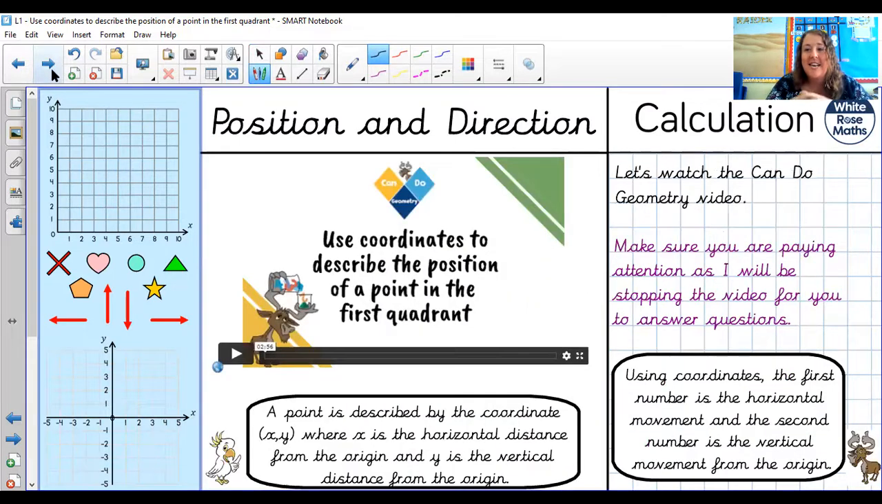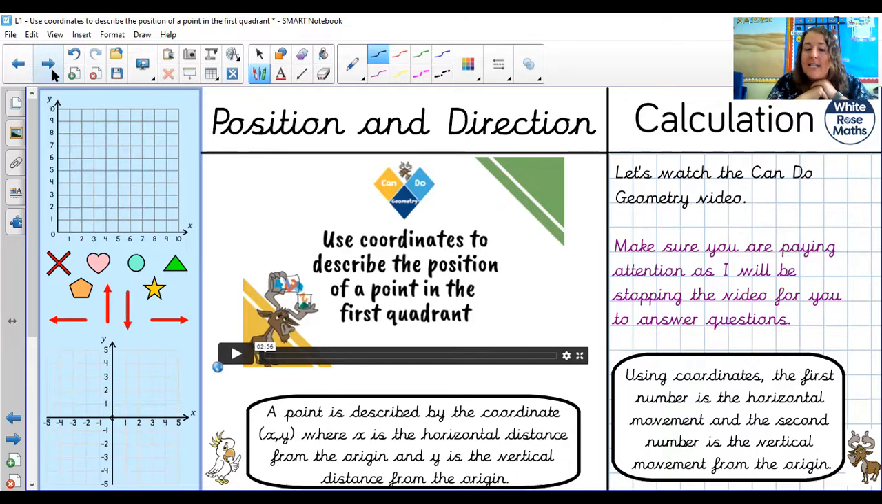Because our activity today, and it's why I've been able to push 2 lessons together, is we're going to be using a Colin and Coco video. And before I start, I'm just going to read you the Colin and Coco down here. So Colin, right below me, says that using coordinates, the first number is the horizontal movement. So that was what we said about the X. And the second number is the vertical movement, which is the Y. And it just says from the origin. So that's the corner where those points meet.